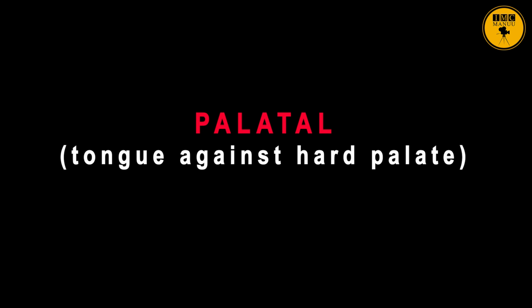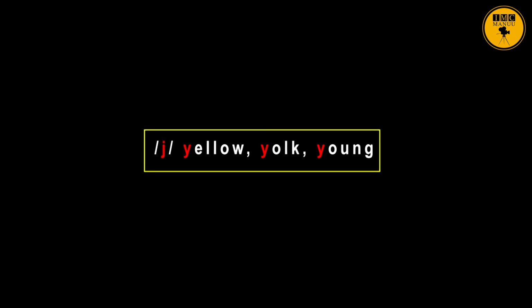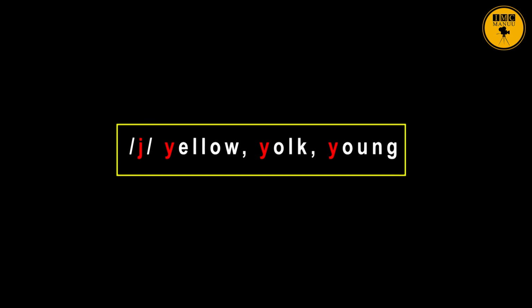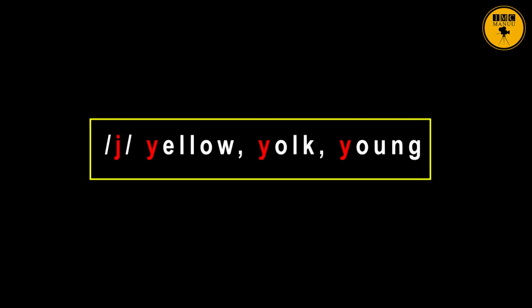This is the palatal. Here the tongue is pressed hard against the palate. The hard palate is behind the alveolar ridge before the soft palate. It is almost the middle part of the roof of your mouth. The sound of y, as in yellow, yolk, young.